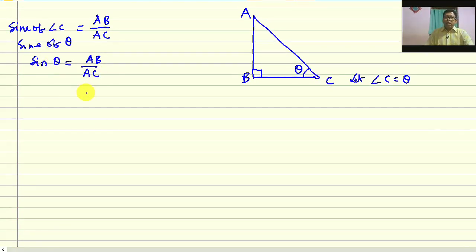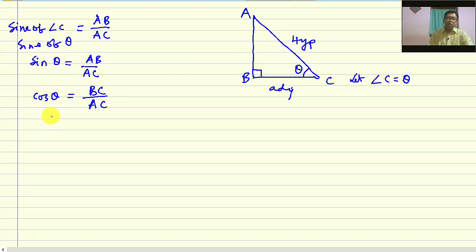In this way, the ratio of the adjacent side of angle theta, this is BC, upon the hypotenuse AC is known as cos of angle theta. So cos theta is equal to the adjacent side divided by the hypotenuse. And this is the opposite side of angle theta.